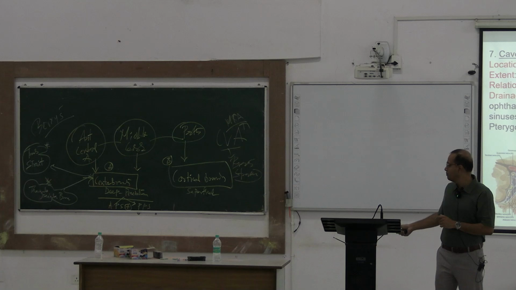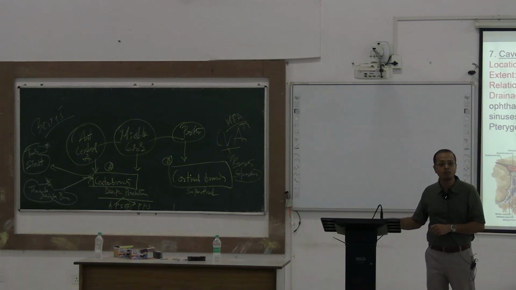Out of these deep branches, 2 of them we have to remember. We call them striate branches, or thalamo-striate branches, supplying the basal ganglia regions, and thalamo-geniculate branches, coming principally from the posterior cerebral artery, supplying the thalamus and the geniculate body.